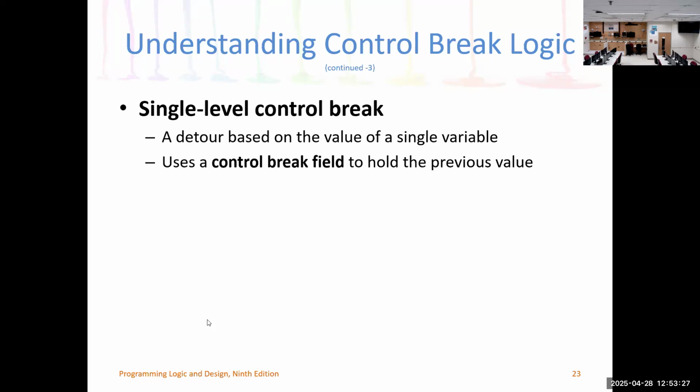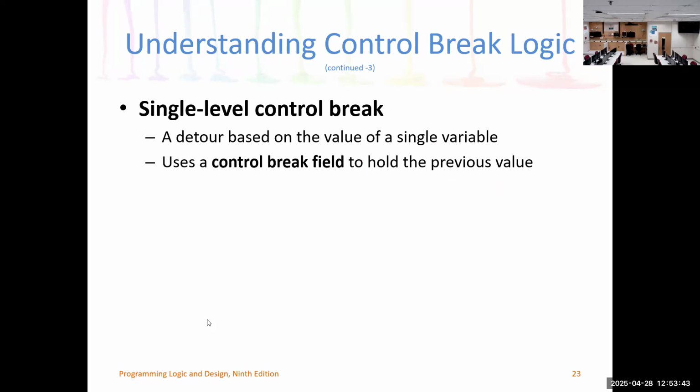Remember that it's a process here. You have to use the control break field here to hold the previous value because you want to compare whether it's the same or not. If you want to compare, you have to hold the value here to compare, right? Okay, you have to hold it here.